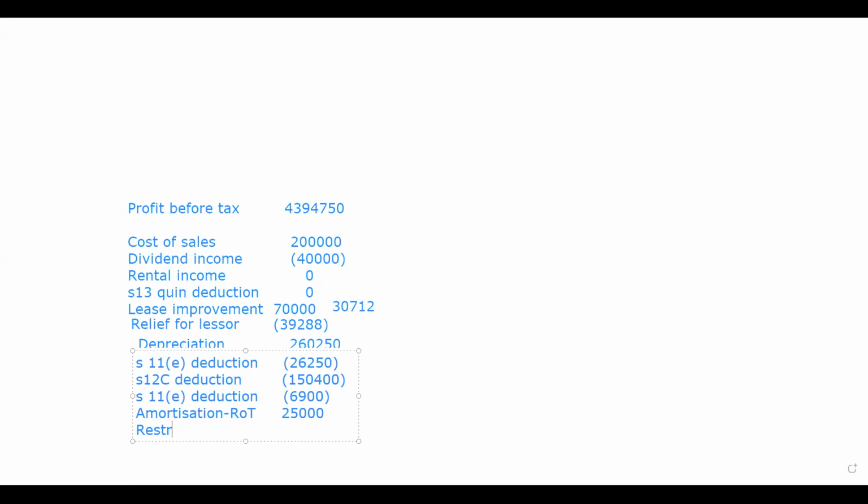500,000 over 3 is more than 500,000 over 5, right? So we're going to use the 500,000 over 5. That's the restraint of trade. So restraint of trade, right? And that amount is 100,000. We move on. So that's the restraint of trade part.